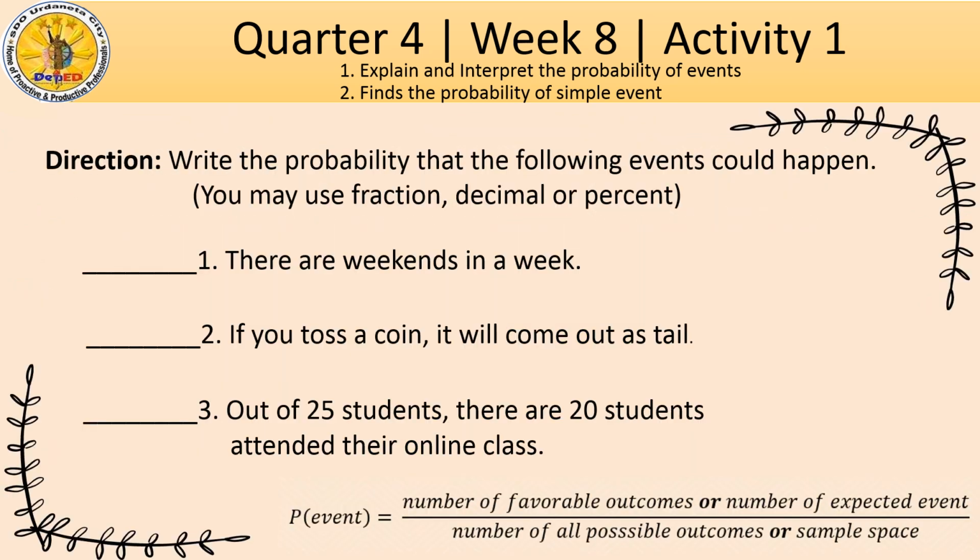Okay, we are now ready to answer activity 1. With the given direction, write the probability that the following events could happen. You may use fraction, decimal, or percent. But this time, I will use fraction because it is easier to write the probability of an event in fraction.